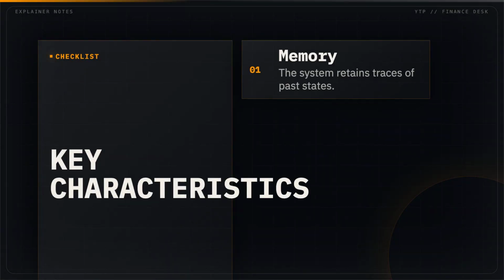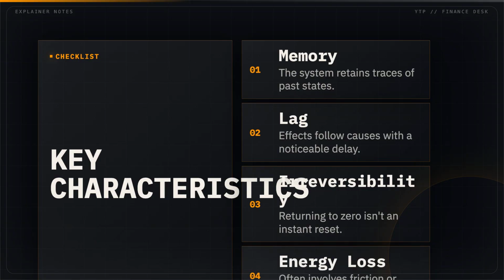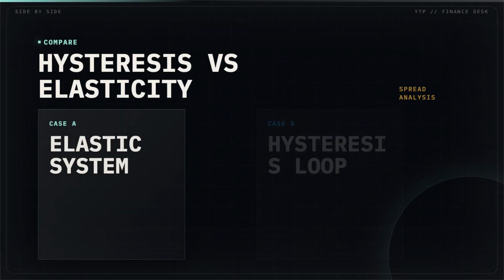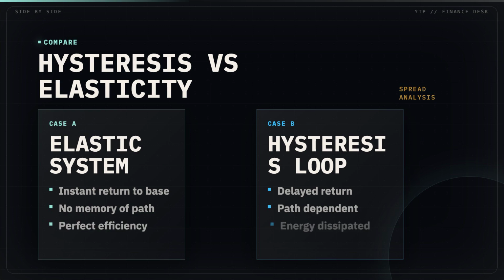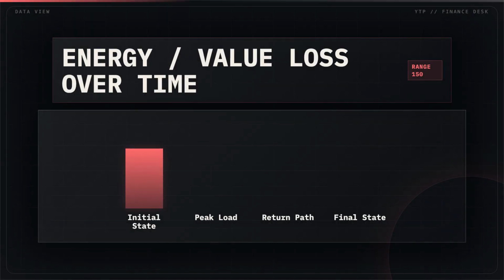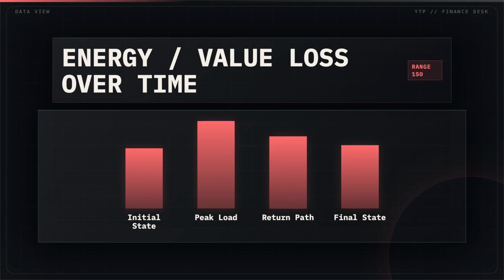Key traits include memory, lag, and physical or economic friction. It means the system is not perfectly elastic or efficient. Unlike a perfectly elastic system that snaps back, a hysteresis loop shows a gap, or a loss between the forward and return paths. In economic terms, this represents inefficiency. The final state is higher than the start because the system didn't fully reset.